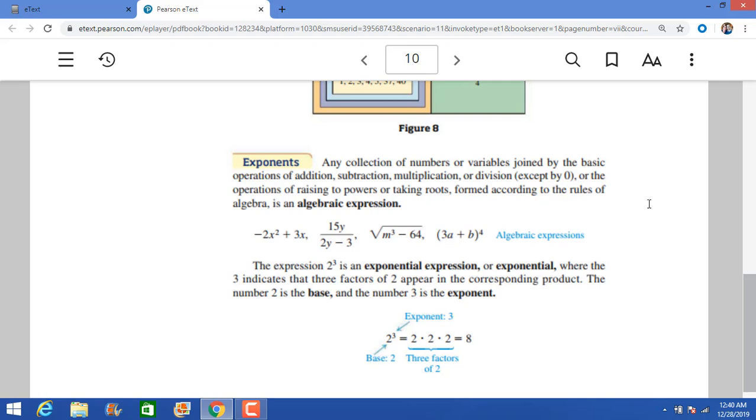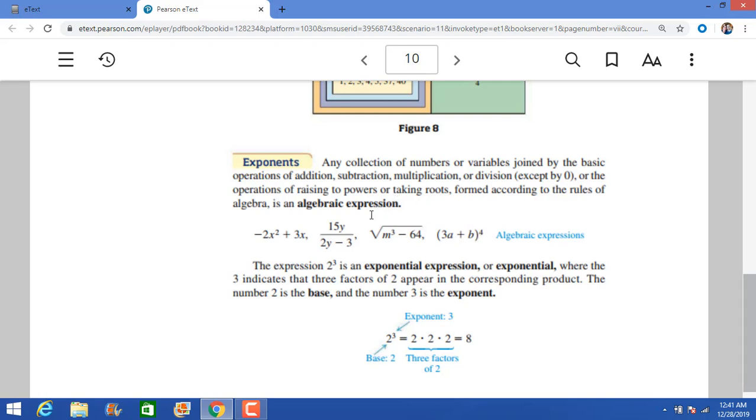Now, exponents. Any collection of numbers or variables joined by the basic operations of addition, subtraction, multiplication, or division, except by 0, or the operations of raising to powers or taking roots, formed according to the rules of algebra, is an algebraic expression. So let me repeat that. Any collection of numbers or variables joined by the basic operations of addition, subtraction, multiplication, or division, or the operation of powers or roots, forms what's called an algebraic expression.